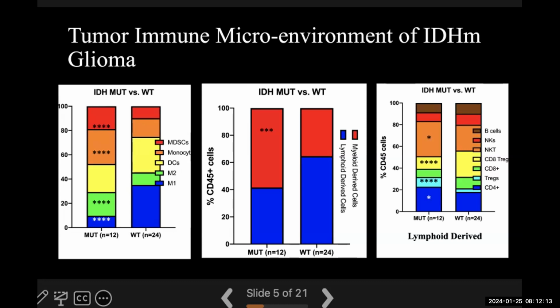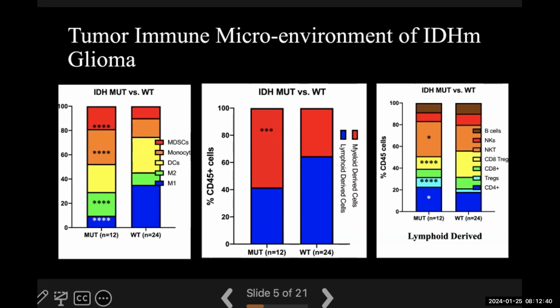But you have to remember that within IDH mutant gliomas, there's an absolute decrease in the number of total CD4 positive cells anyways. So if these were to scale, the bar on the left in the middle figure would actually be a lot smaller. But it goes to show that there's a statistically significant increase in the proportion of myeloid-derived cells within IDH mutant gliomas compared to IDH wild type. And that's important because a lot of these myeloid-derived cells are immunosuppressive.